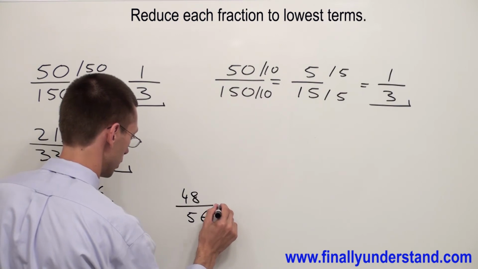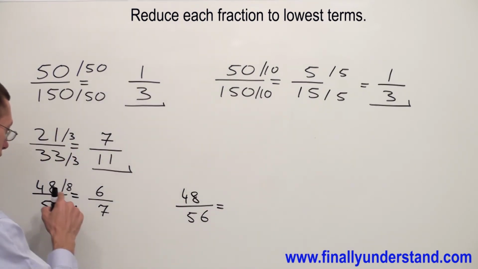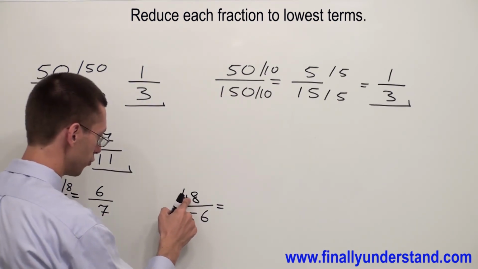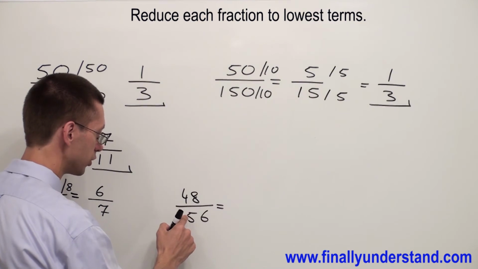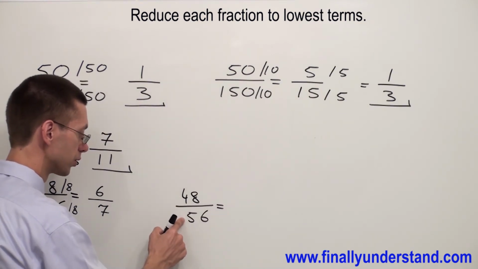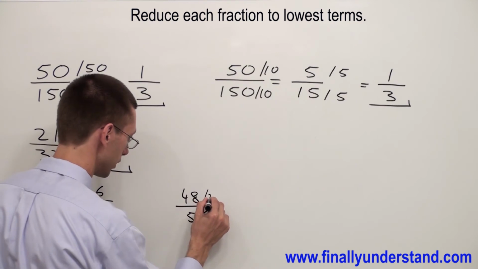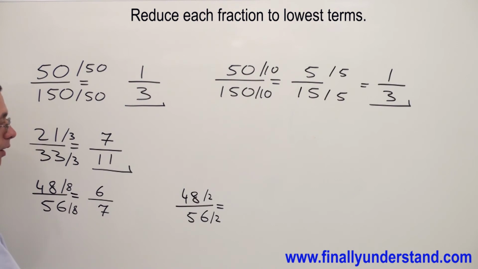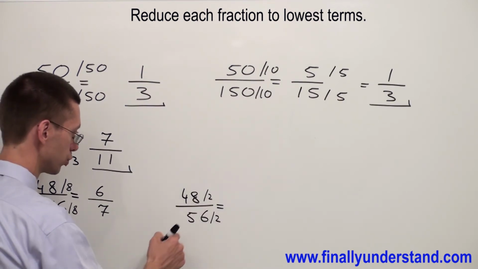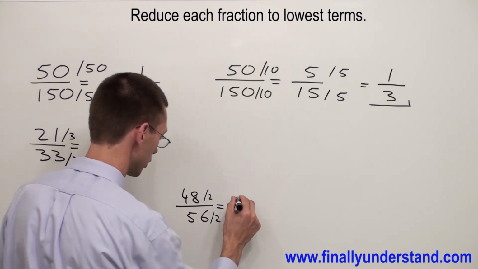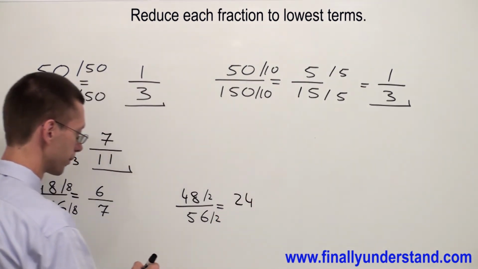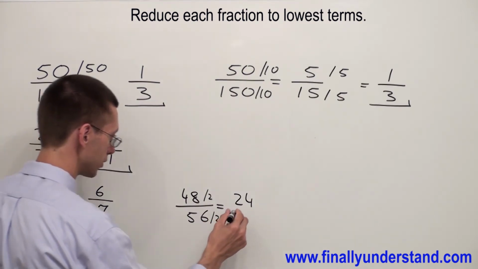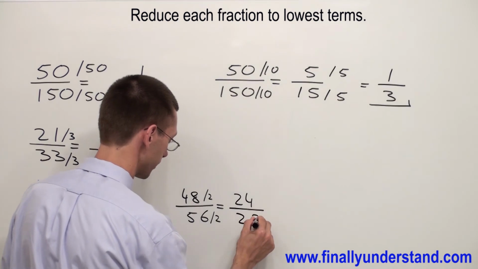Now for those of you who are not seeing that 48 and 56 are divisible by 8, 48 and 56 are divisible by 2 because both of them are even numbers. So 48 I can divide by 2 and 56 divide by 2. Always start from the lowest common factor, okay? In this case it is 2. 48 divided by 2 is equal to 24. 56 divided by 2 is 28.